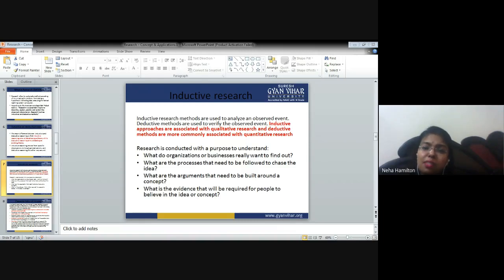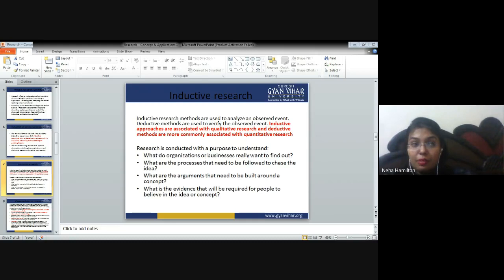What is the evidence that will be required for people to believe in the idea or concept? So, what is the evidence? Means evidence in the form of data that is required to prove a particular point. That also is a part of inductive research.